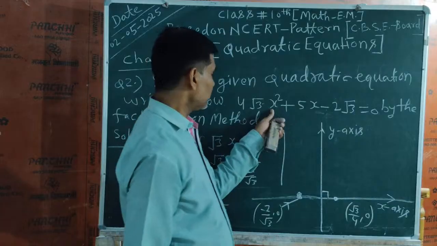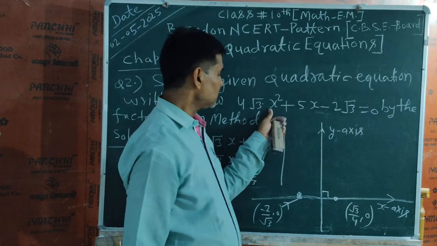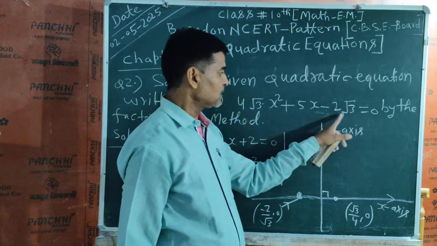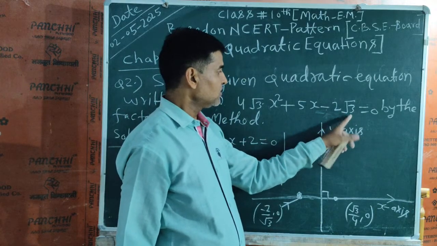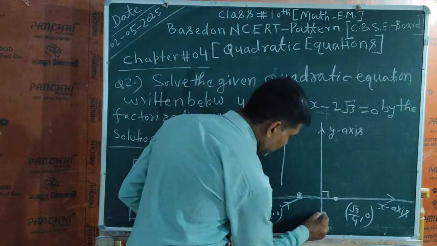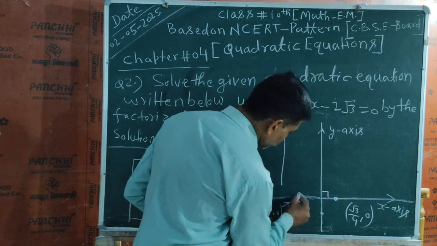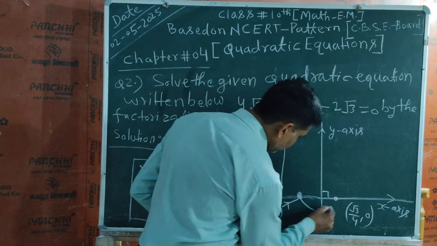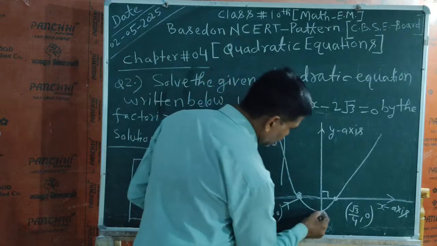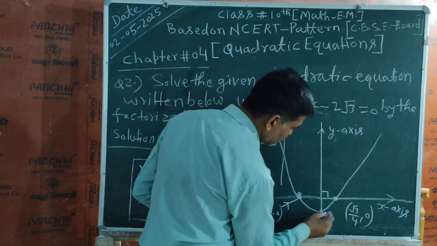Here I will put the value of x equal to 0. So this term will be 0 and this term will be 0. Its value will be this. It means that it will cut at this point. So that curve will move like this, and this value I will say.